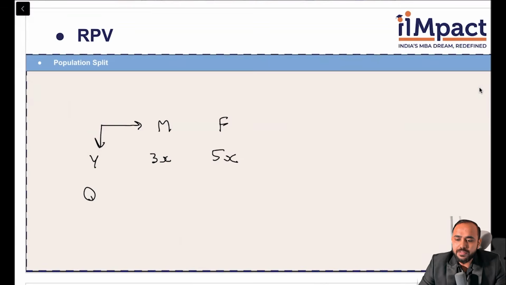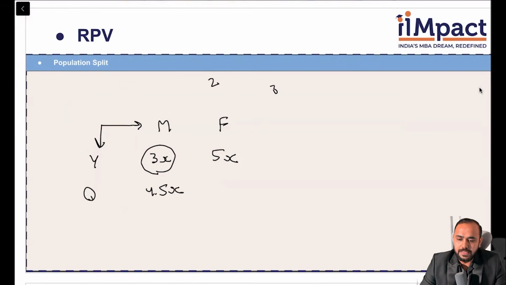Then they could have given you that the ratio of young males and old males is 2 is to 3, which means 3x corresponds to 2. So what should 3 correspond to? 3x by 2 into 3, or 4.5x.